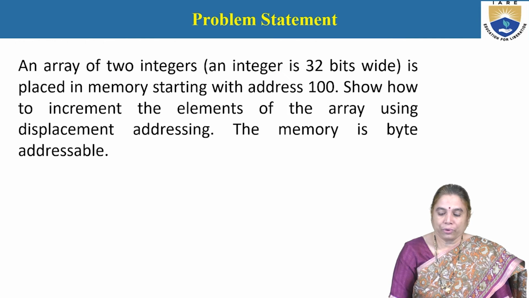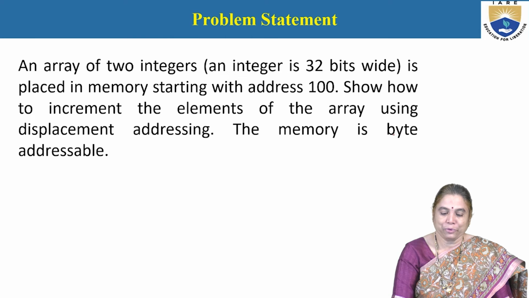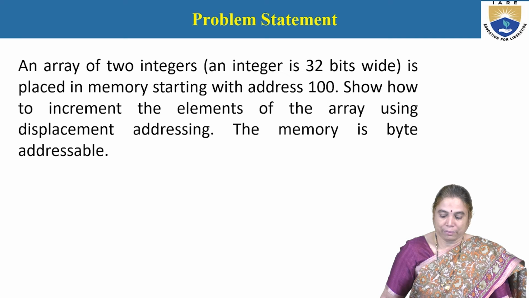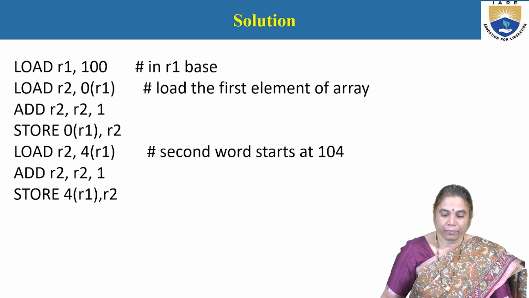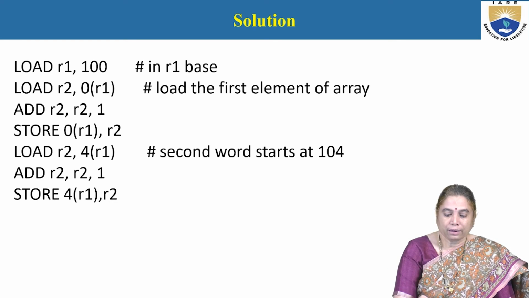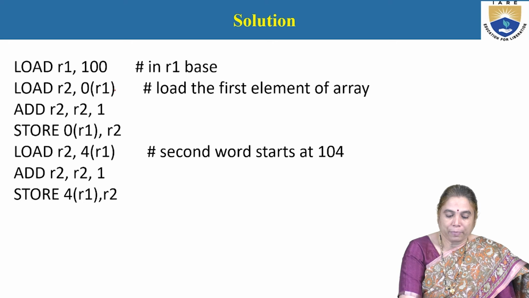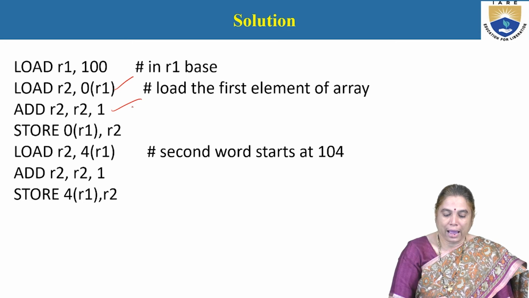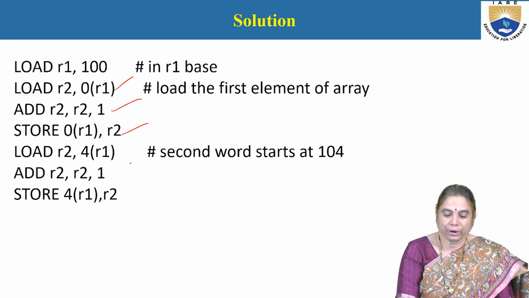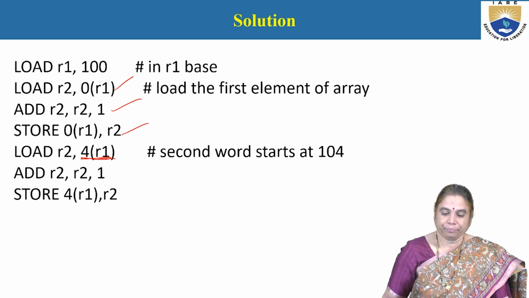An array of 2 integers is placed in memory starting with address 100. Show how to increment the elements of the array using displacement addressing. The memory is byte addressable. So here, loading the operands first, next performing the add, storing those values. And the second word is pointed to with the displacement.